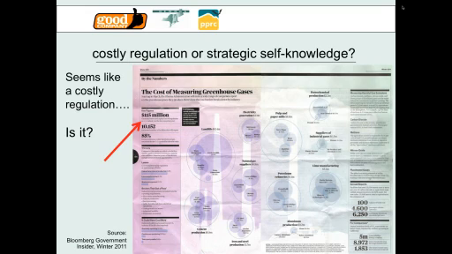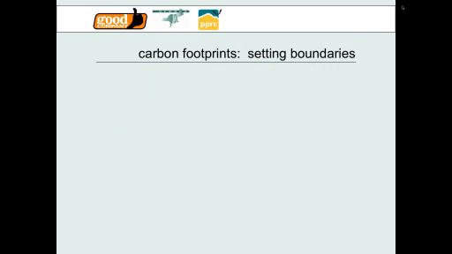is this just costly regulation or is it strategic self-knowledge? And obviously the people who are acting most proactively view it as strategic self-knowledge, but I think we have to make that case for people. We can't just say, hey, it's a good idea for you to know this. We want to make the case about why, and help them understand the opportunity, help them understand it doesn't have to be as burdensome as they may think, but make the case. Don't just sweep it under the rug.